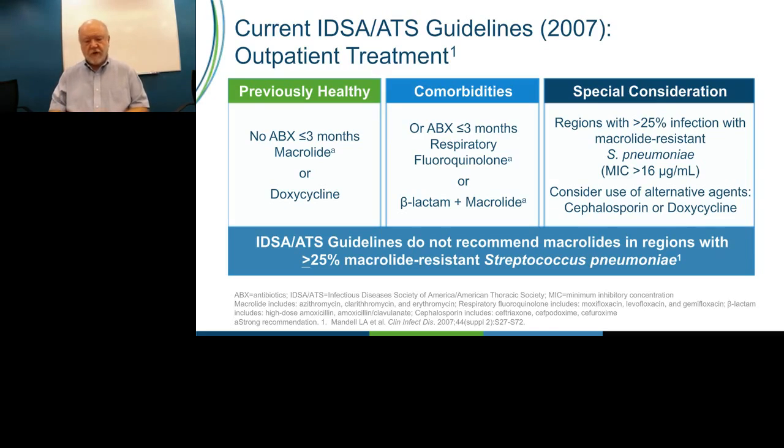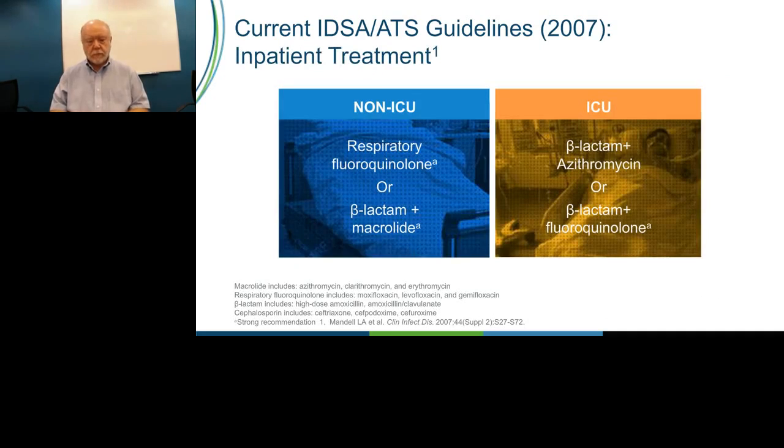But if you look to the far right here, we have to think about macrolide resistant Streptococcus pneumoniae and consider using alternative agents, such as a cephalosporin or possibly doxycycline if you're in an area where you know the resistance rates are a bit lower. So that's what you do in the community. But if you go to the hospital, what do you do?